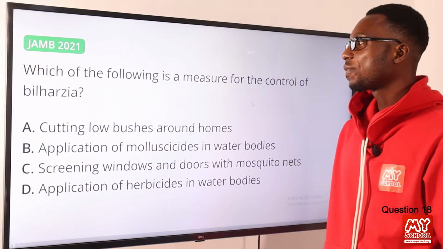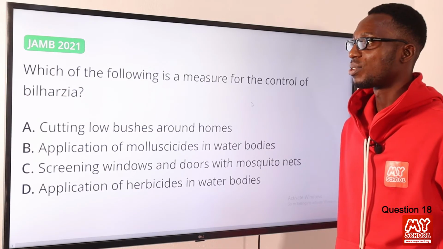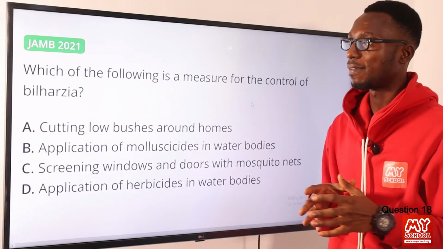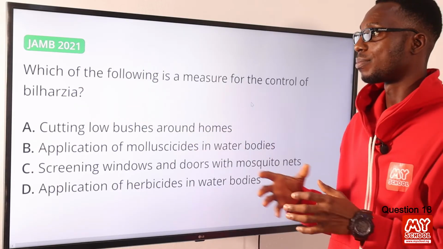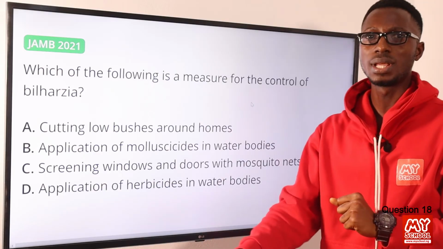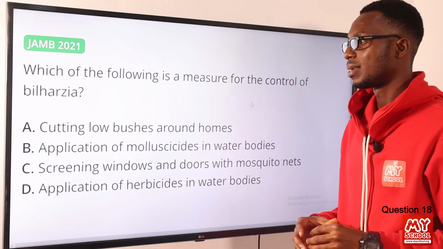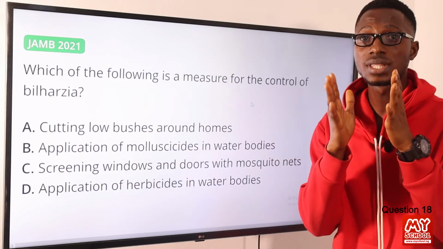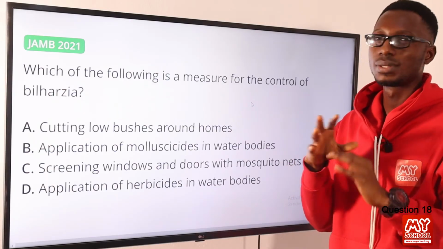18. Which of the following is a measure for the control of bilharzia? Okay, bilharzia or schistosomiasis. This is the kind of disease that's actually caused by freshwater snails. You can also refer to it as snail fever. The symptoms of bilharzia include rash, itchy skin, blood in urine, blood in feces, muscle pain, abdominal pain, joint pains, and the likes. So how do we control this? Since we know the intermediate host is the freshwater snail, what can you do? You can provide potable water and sanitation.